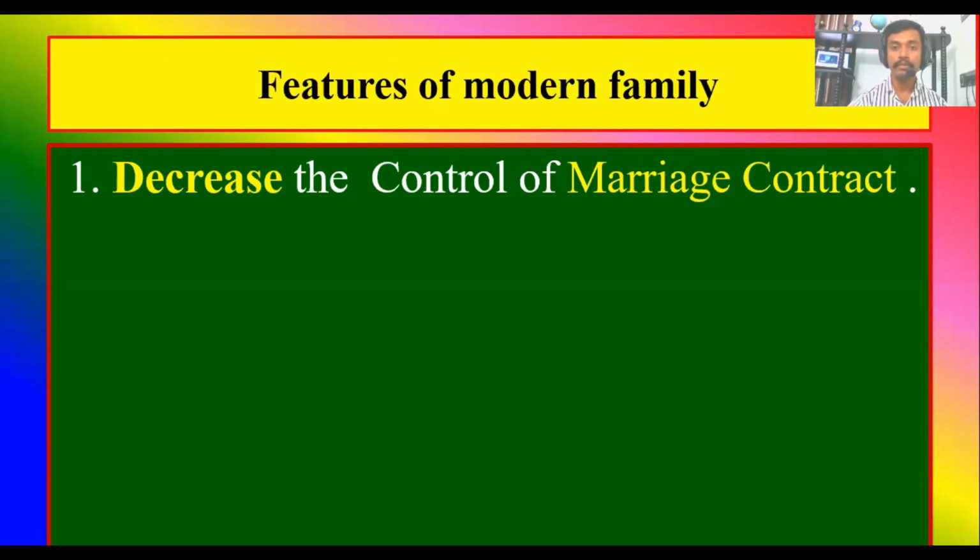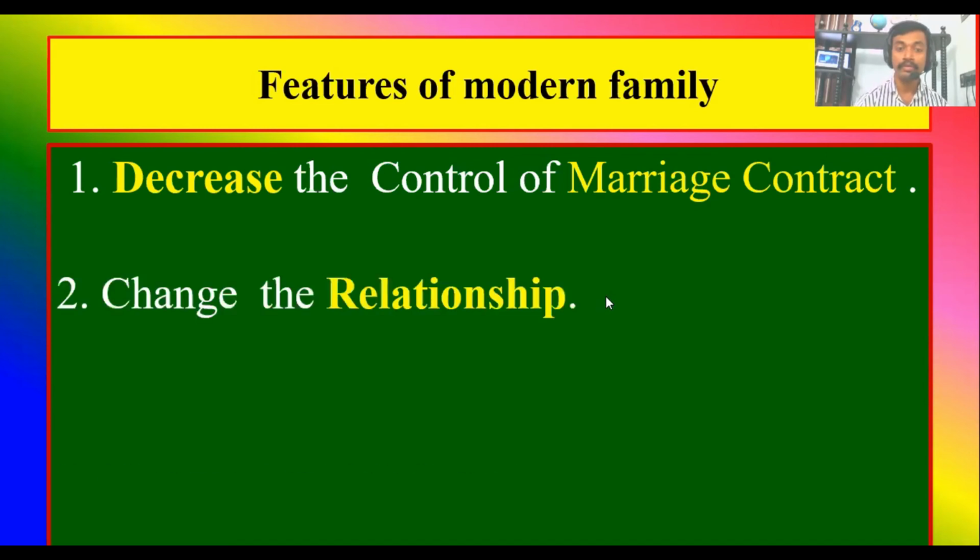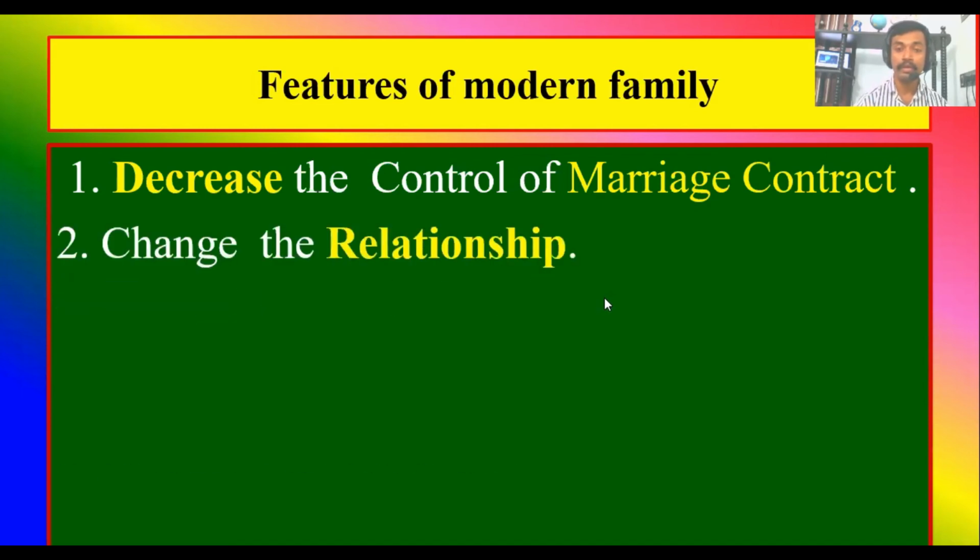At the time of marriage, there is a contract agreement between the two families. How much dowry? What are the conditions for the marriage? There is an agreement. But nowadays, that agreement is gradually reducing due to various legislation, for example, the Dowry Prohibition Act.